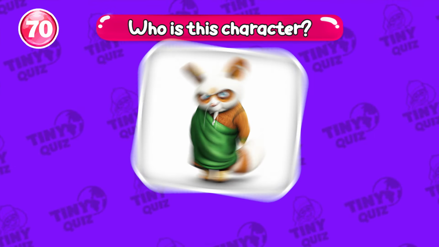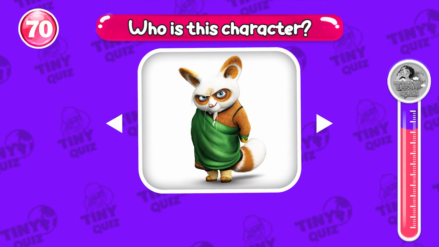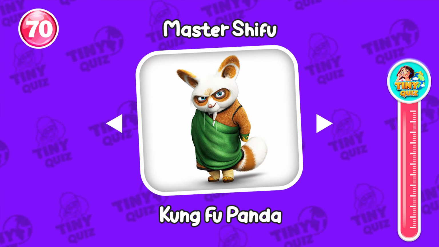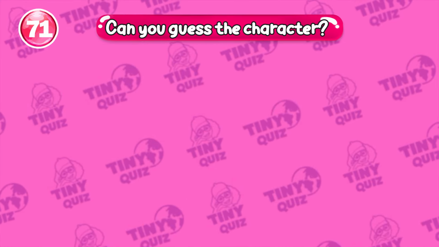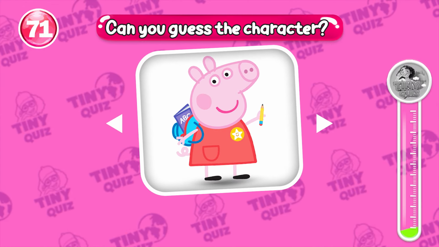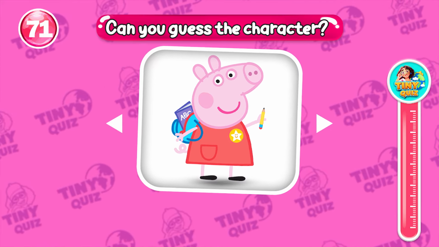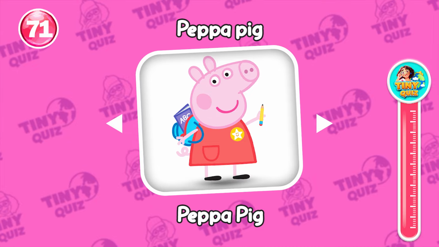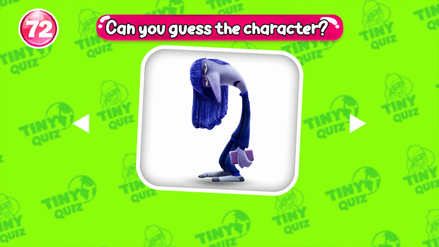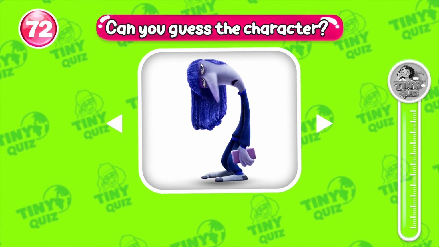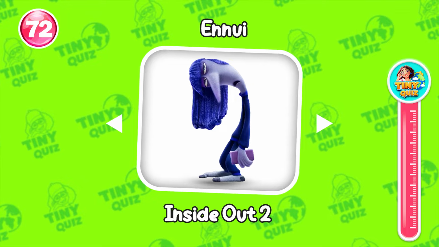Question 70. Who is this character? Master Shifu from Kung Fu Panda. Question 71. Can you guess the character? Peppa Pig from Peppa Pig. Question 72. Can you guess the character? Anui from Inside Out 2.